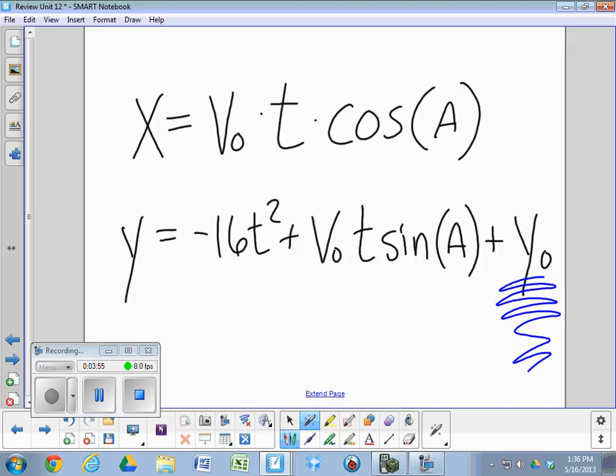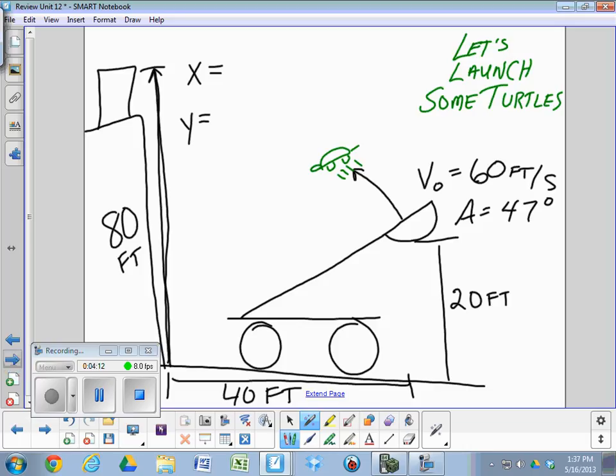All right? So we are going to do a problem like that. Actually, let's go right into that. Let's pretend that we have a castle and we're storming the castle, right? The only thing we have around to storm the castle is we're going to launch some turtles here, and we're going to see if we could launch these turtles over the castle wall to invade the enemy.